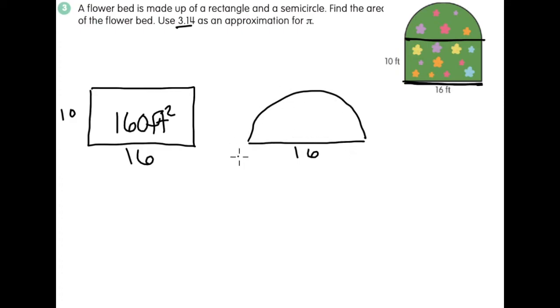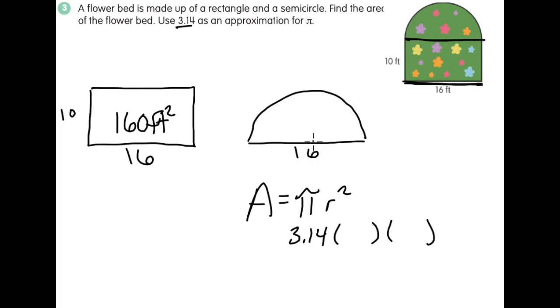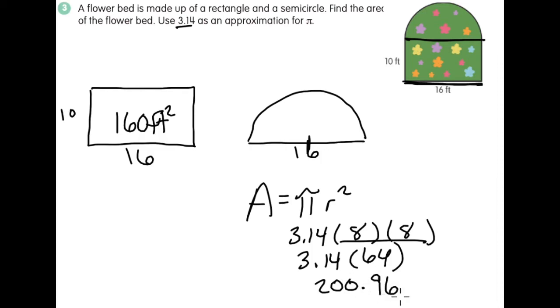And now for the semicircle, we have to use that 3.14 as our approximation for pi. The area of a circle is pi r squared, and we look at that as 3.14 times radius times radius. If the diameter is 16, the radius is half of that 16, so that is 8 by 8. 8 times 8 gives us 64. When we multiply 3.14 by 64, that leaves us with 200.96, and that is feet squared.